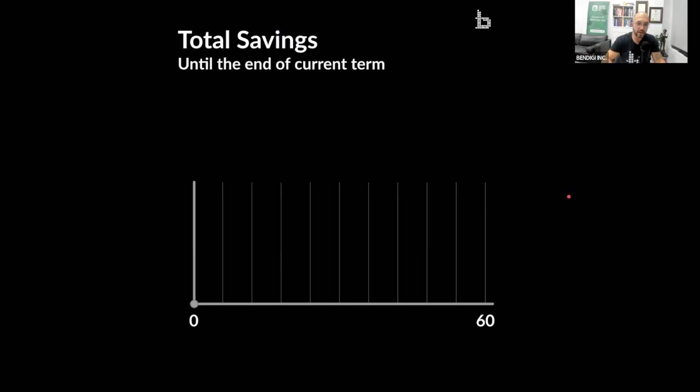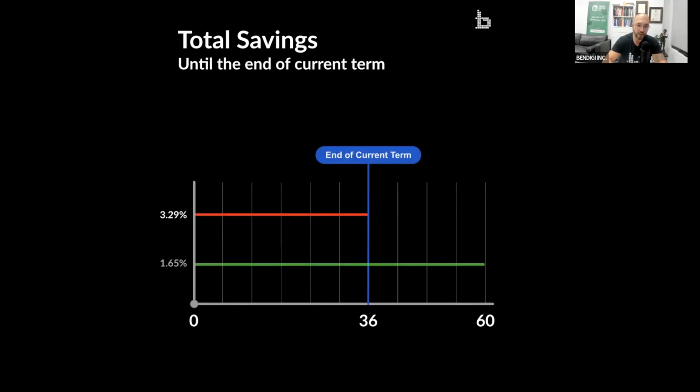Okay, so this is a time chart and it goes basically from 0 months to 60 months. And I'm going to walk you through how we got those savings. We know that the rate was 3.29 and that mortgage will actually end at maturity in 36 months. So that's the end of current term. Assuming we start a new mortgage today with the refi at 1.65, this will start today and go all the way to 60 months, which is a 5-year term. This is the end of new term.